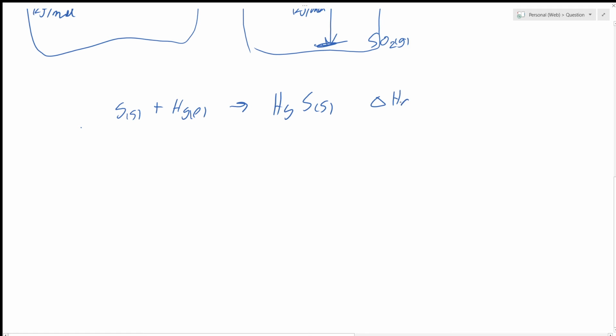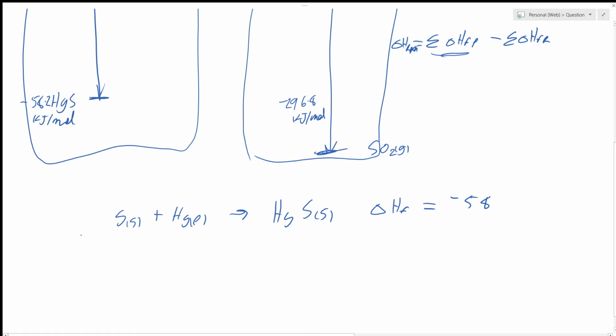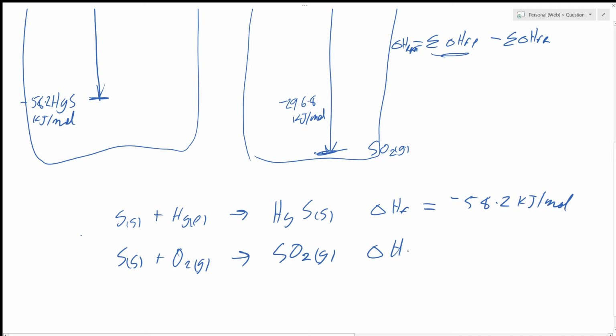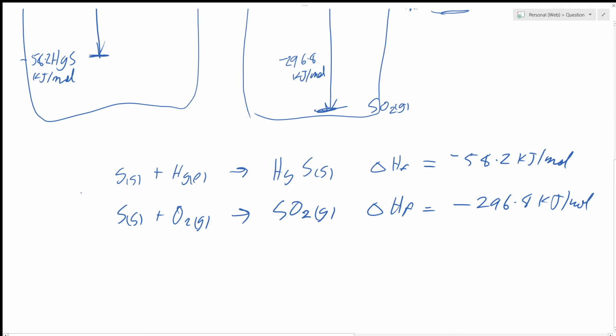And the delta HF of that reaction was minus 58.2 kilojoules per mole. What was the other thing that we had? Well, we had sulfur dioxide. How do we make it? Sulfur solid plus oxygen gas gives us sulfur dioxide gas, and our delta H of formation of that was minus 296.8 kilojoules per mole.